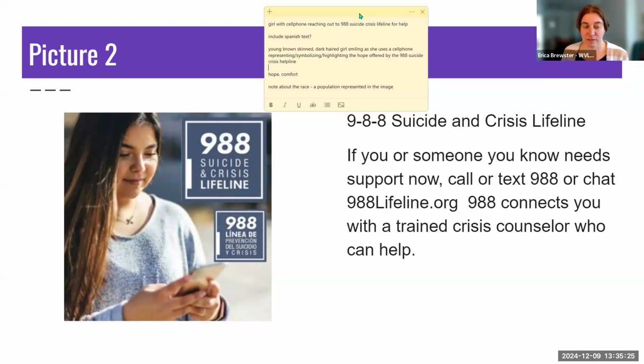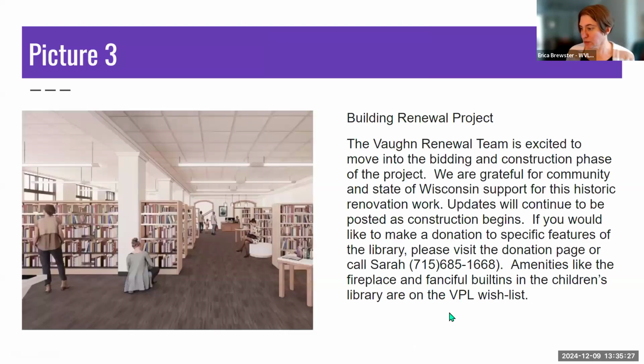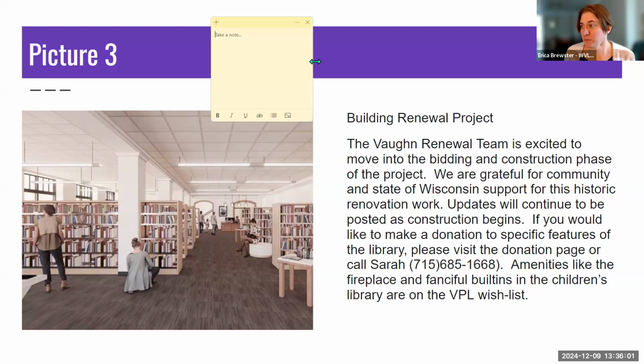Okay, good work on that. Picture number 3 comes from the Vaughan Memorial Library in Ashland. It's one of a series of pictures they have in a carousel representing their plans for the building renewal project. I would like to see how you would describe this one.